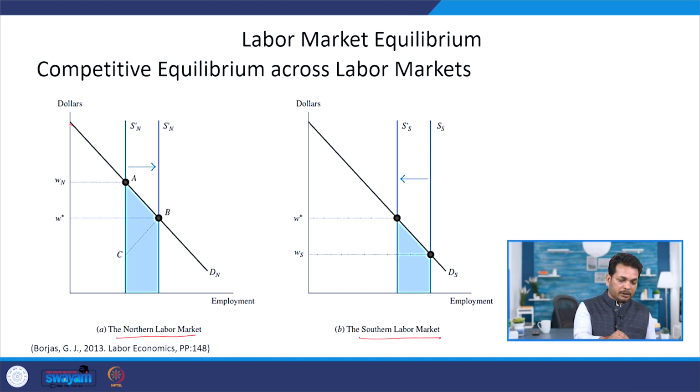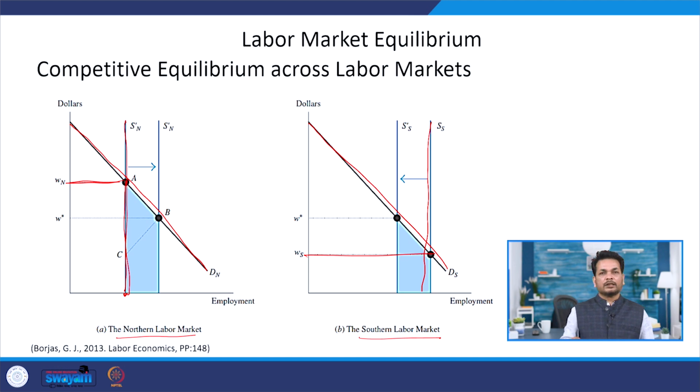And this is the demand function. Dn is demand for labor in the north labor market, and Sn is the supply function for labor in the northern labor market, and the equilibrium wage rate is Wn, and this is the amount of employment there. Now, when it comes to the southern side, the demand for labor is Ds and the supply of labor is Ss, and the equilibrium wage rate is Ws.